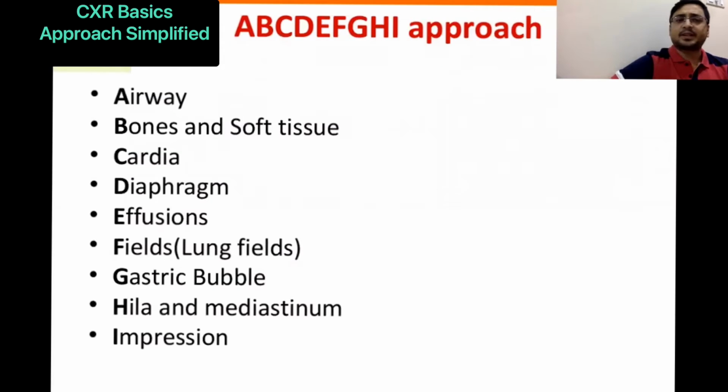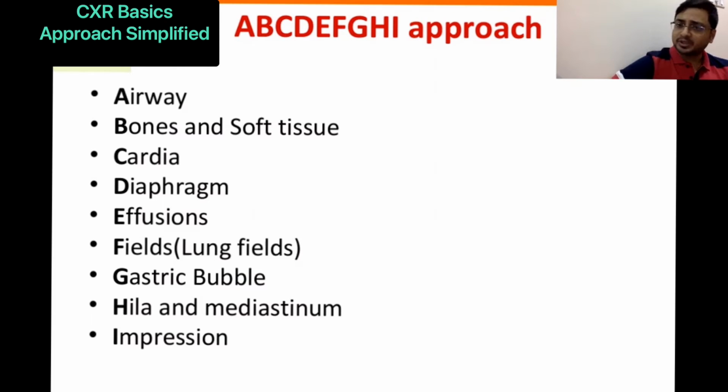So this is the A, B, C, D approach to chest X-ray. A for airway, B for bones and soft tissue, C for cardiac, D for diaphragm, E for effusion, esophagus sometimes, F for fields, the lung fields, G for gastric bubble, then H for hilum and mediastinum, and I for impression.